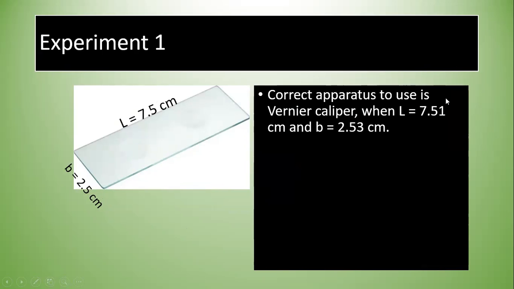The uncertainty is usually the last one. So we take it as 0.01. 0.01 here too.